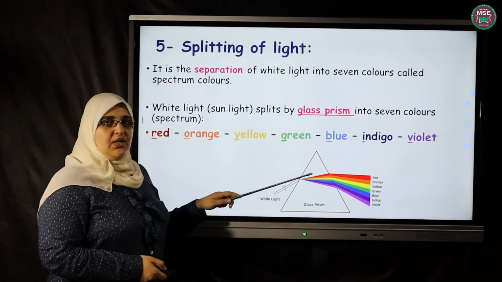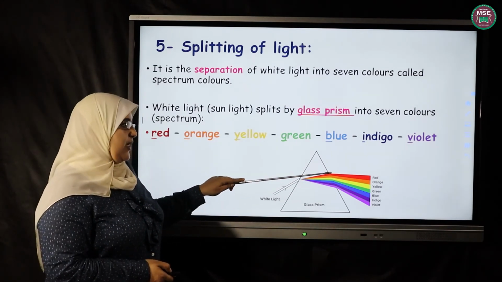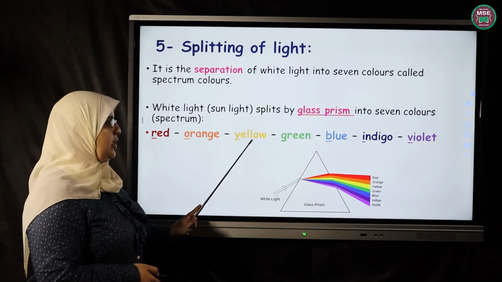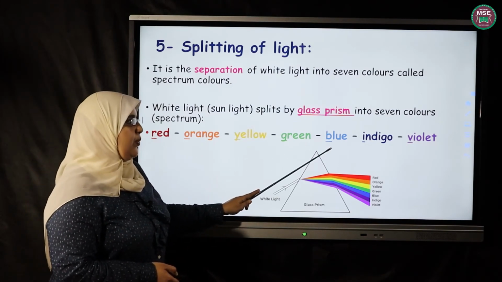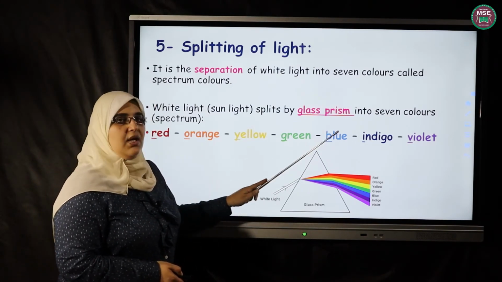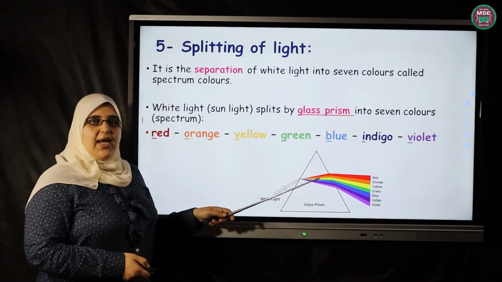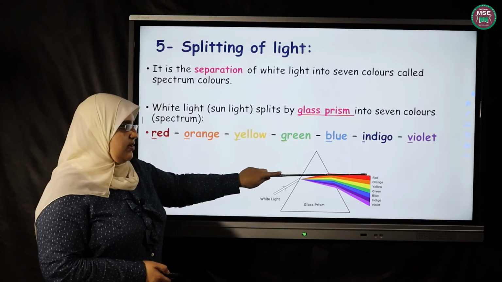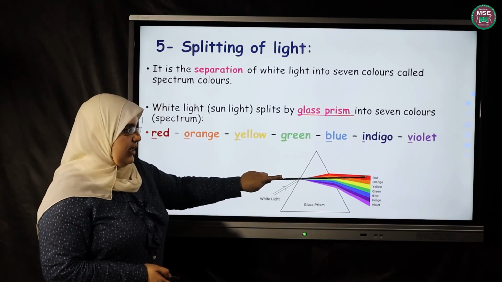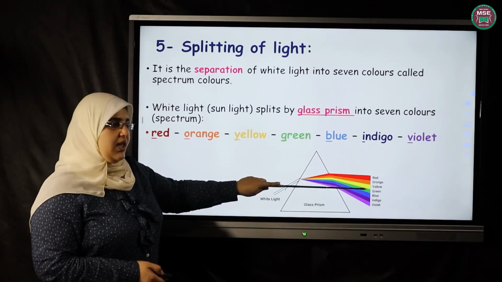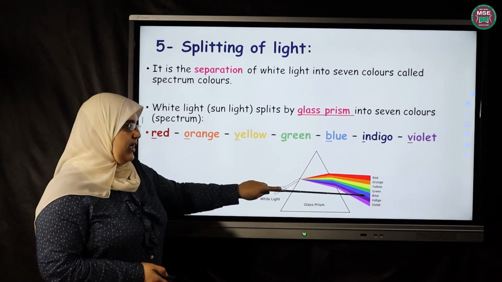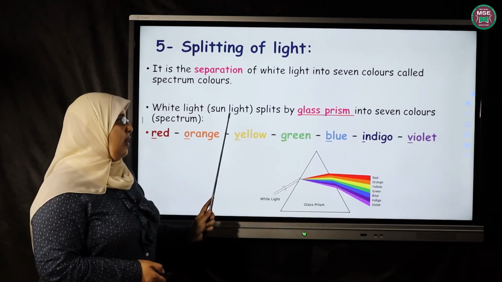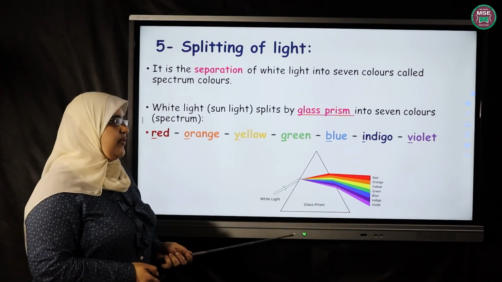We must know them in order. The 7 spectrum colors start with red, orange, yellow, green, blue, indigo, violet. Again, the white light separated into 7 spectrum colors. The 7 spectrum colors start with what? Red, then orange, then yellow, then green, then blue, then indigo, then violet. We call these colors the 7 spectrum colors.